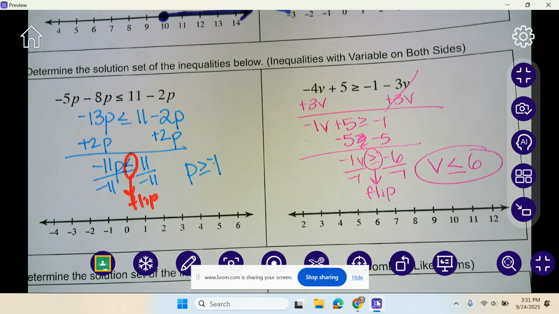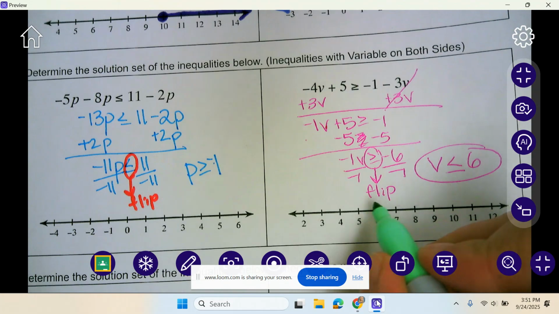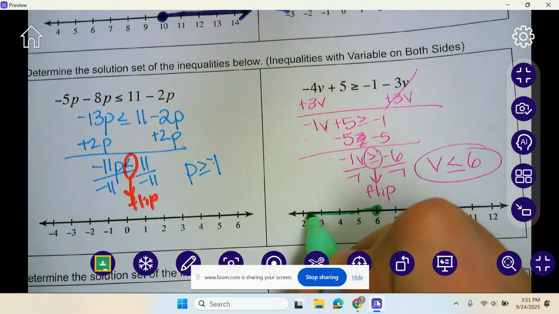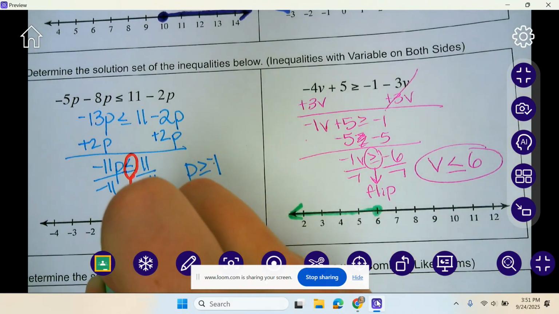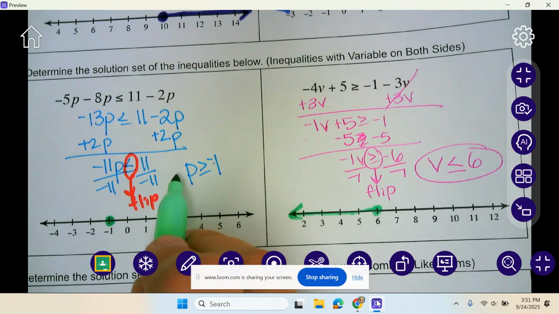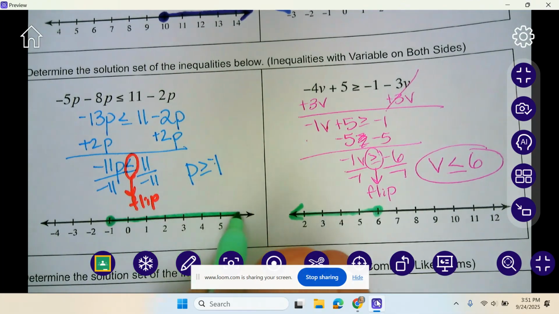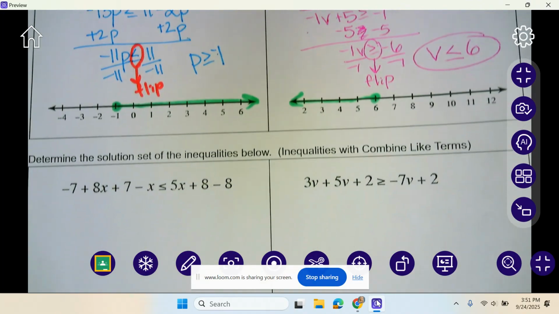And let's try again with something that's not as crazy. So closed dot at 6. Oh yeah, that looks much better. And then all the numbers less are to the left. And I feel like I'm probably rushing because I just realized I didn't graph this one. Closed dot, and then all the numbers greater than are to the right. All right, so let's go ahead and take a look at the next two.